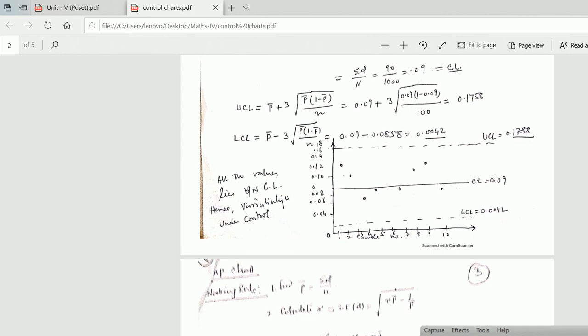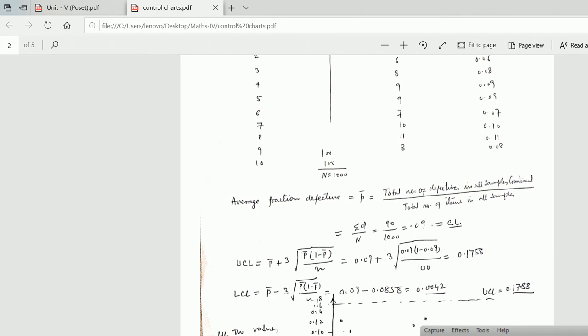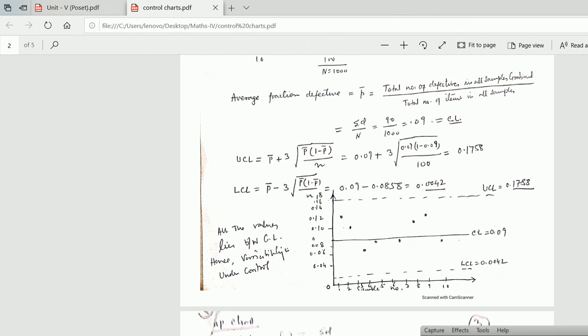UCL is 0.1758, this is the upper control limit, and this one is the lower control limit. This is your control line. The control line has come from here, CL, this one is the control line, isn't it? The upper control limit is calculated as 0.1758, and the lower control limit is 0.0042.